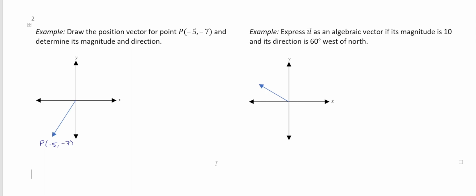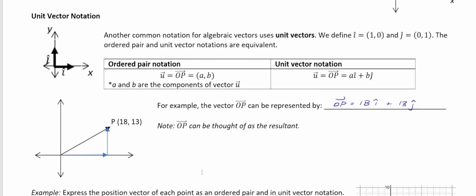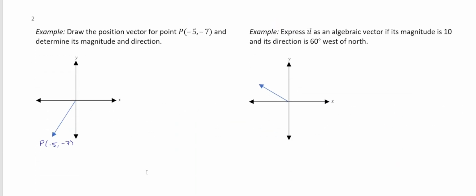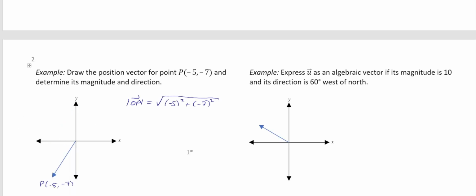All right, so let's determine its magnitude. If I want to find the magnitude of this position vector, we previously saw the equation of that is the square root of a squared plus b squared. We know that that just means that we're using Pythagorean theorem there. So see if you can then figure out the magnitude of OP. Well, the magnitude of OP is the square root of negative 5 squared plus negative 7 squared, which turns out to be the square root of 74.